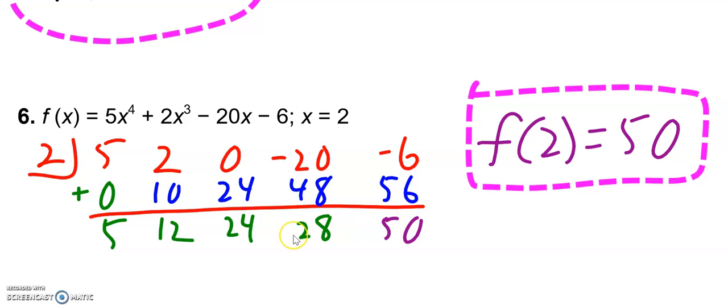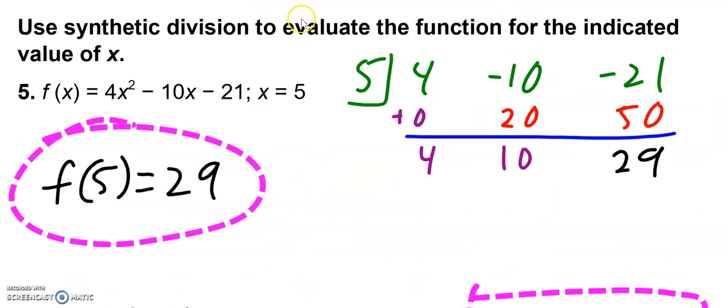Whew. All right. Now, notice another thing I want to point out. Notice I'm not writing the result of the synthetic division. And by writing, I mean I'm not writing 5x to the third plus 12x squared plus 24x plus 28, and then plus 50 over x minus 2. I don't need to do that because the problem wanted me to evaluate, right? And so if this is just saying evaluate, then I don't have to write the result of the synthetic division.